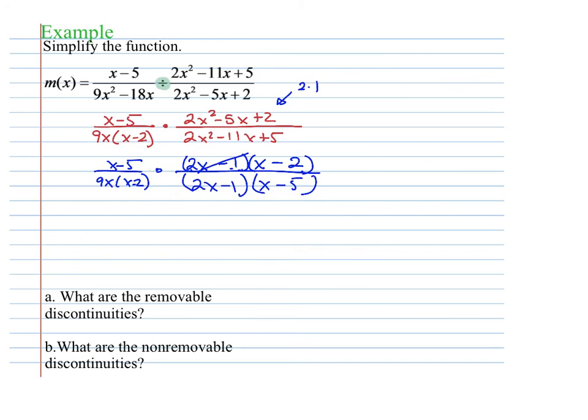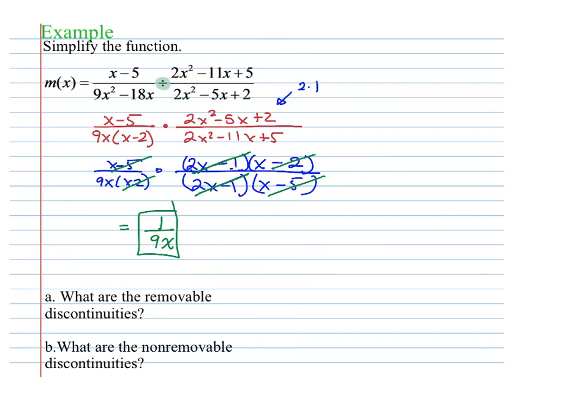I could reduce these two right here. Oops, let me do a different color. I could reduce this. I could reduce this one and that. So that means in the numerator, I got left a 1. In the denominator, I got left a 9x. So this is my function.